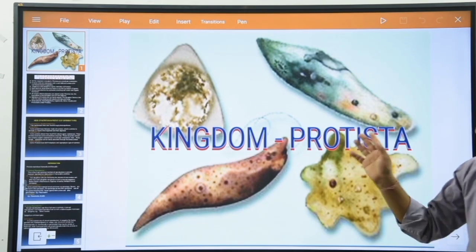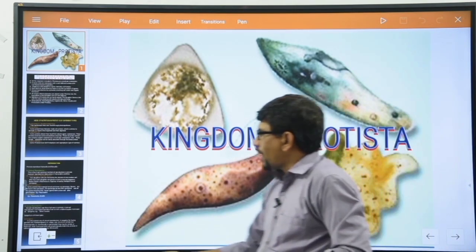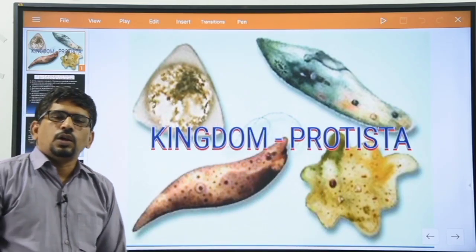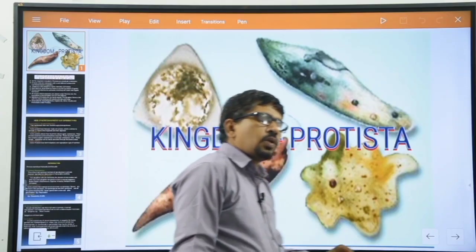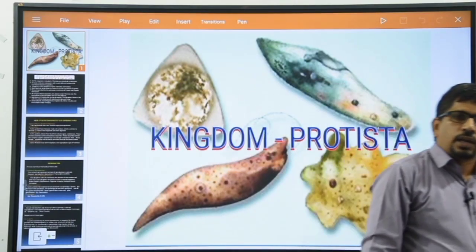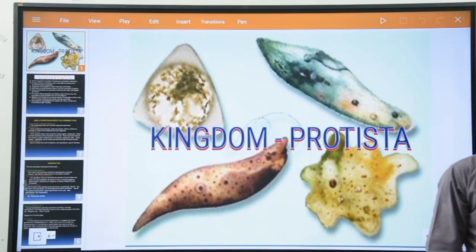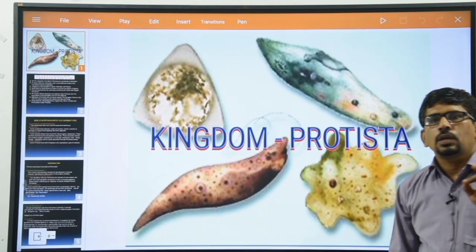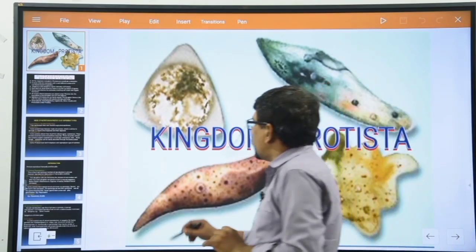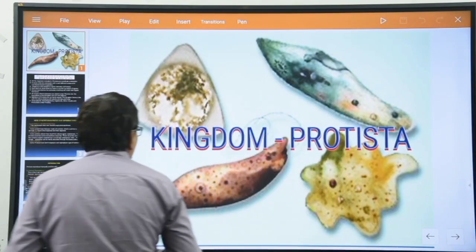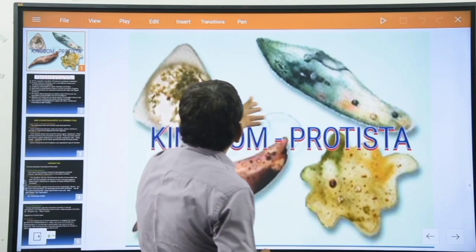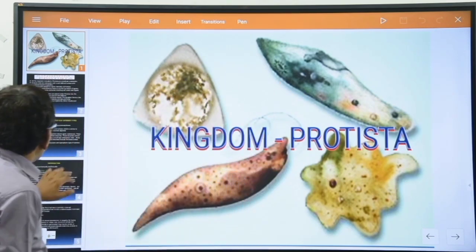Clear? Today we discuss the second kingdom Protista. You know very well, the Protista include all the unicellular eukaryotes. These are the Protista members: Euglena, Amoeba, Paramecium, and diatoms. They are the examples.